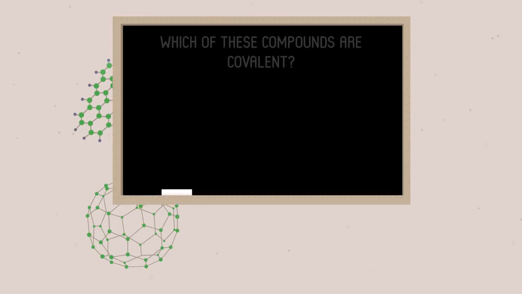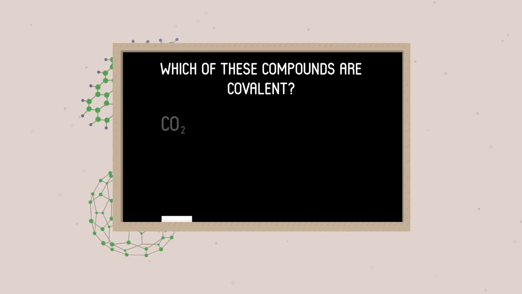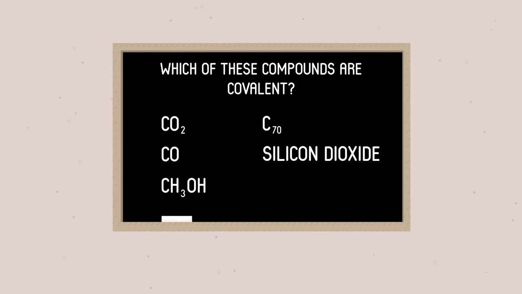So to finish, here is a challenge for you. Which of these compounds are covalent? Pause the video for a moment whilst you think. Have you considered their physical properties and where the elements come from on the periodic table? Solved it? Okay. The answer is all of these compounds are covalent.